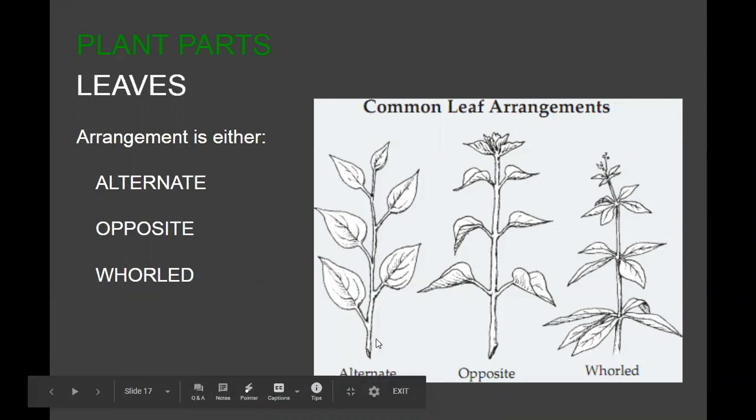You have the opposite arrangement, and that's where you have two leaves sticking out from those nodes. So you see the nodes on here, and then you have the leaves sticking out on every end. And then you have this whorled pattern, and that could be anything from leaves to flower petals. Basically it's a circular pattern, and they're radiating out from the axis, which is typically the stem or the stalk of the specimen. You see how they're popping out. So that's the arrangement of the leaf.